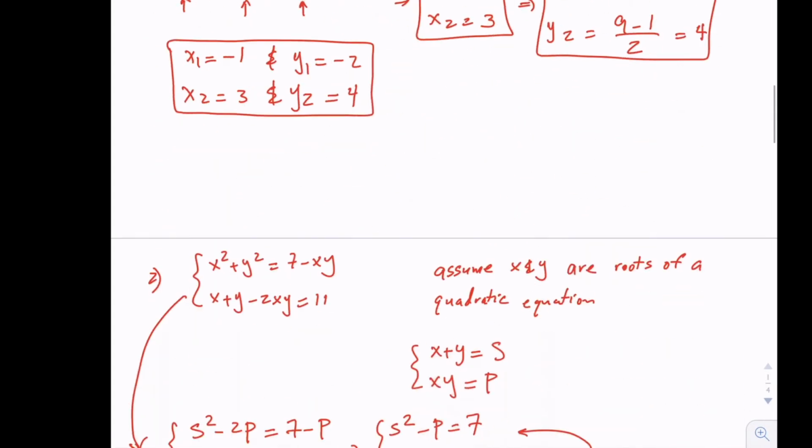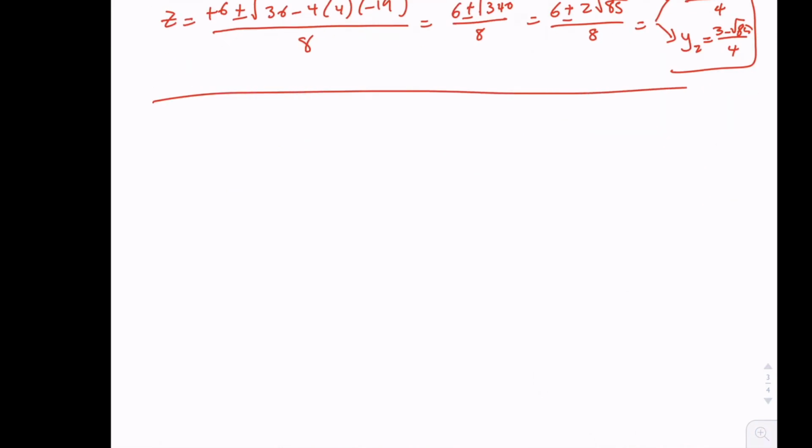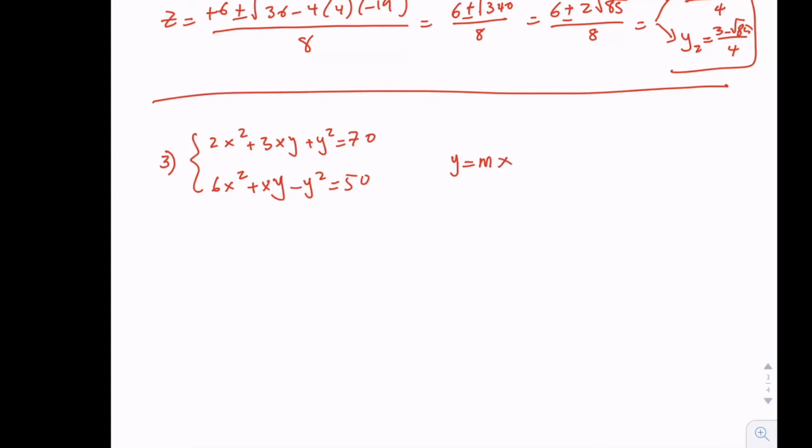So this is the third type of system of nonlinear equations. It was 2x squared plus 3xy plus y squared is 70, and 6x squared plus xy minus y squared is 50. And we want to say y is mx.